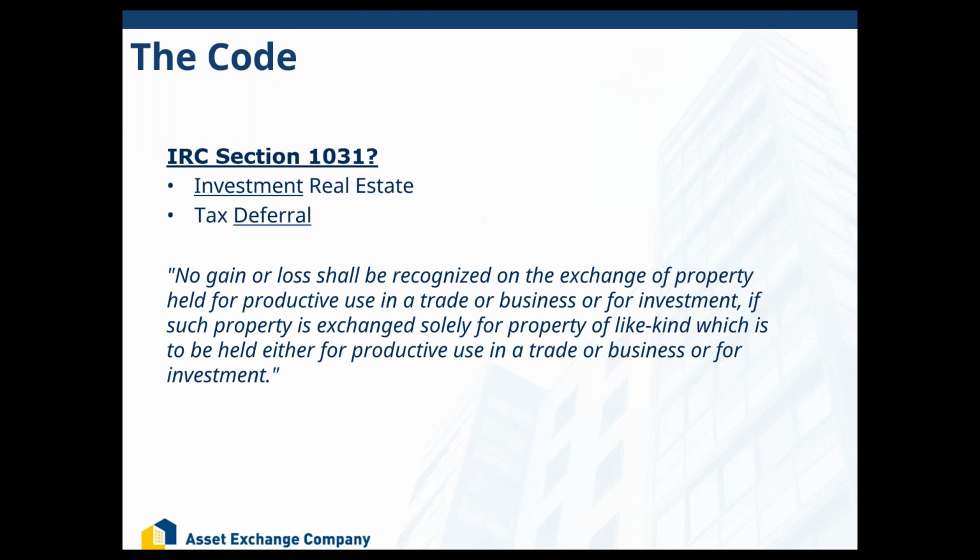For investment might be something as simple as, let's say you own a single family residential home and you hold that for investment. Well, how do you hold it for investment? It's a rental property, right? You can take that rental property, sell it in a 1031 exchange, and then what can you buy as your replacement? Well, that's the next part of the code, like kind property.